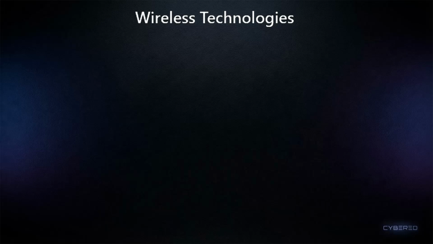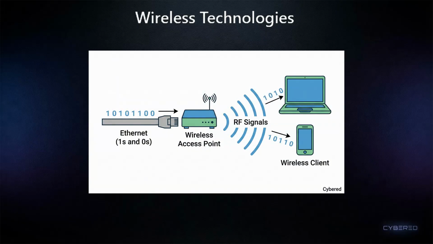Unlike wired networks that use electrical or optical signals over copper or fiber, wireless networks transmit data using radio frequency signals.